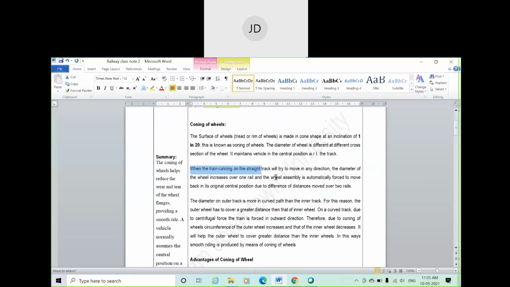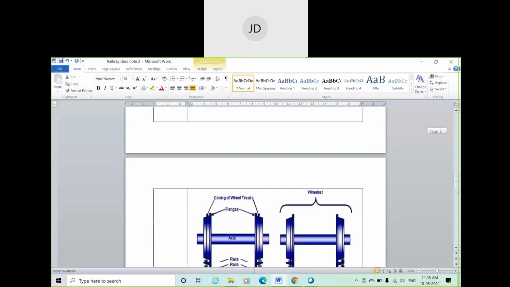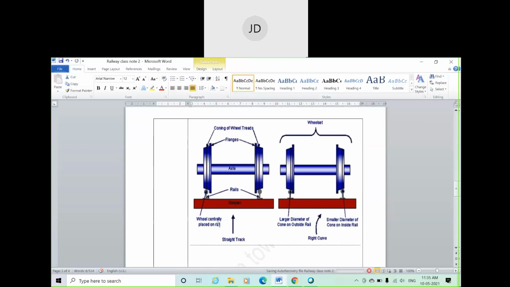So when the train is moving on a straight track, if it tries to move in any direction, the diameter of the wheel increases over one rail, and the wheel assembly is automatically forced to move back to its original central position due to the difference in distance moved over the two rails. That means when the train is moving in a straight line, now if you consider the first drawing, this drawing is with respect to the straight track. This is your straight track. Okay, in this straight track the wheel is moving in a straight direction.